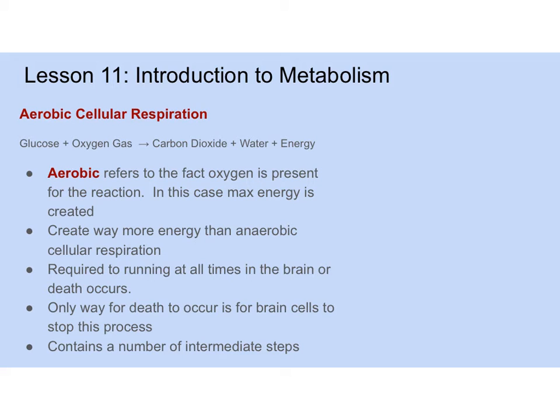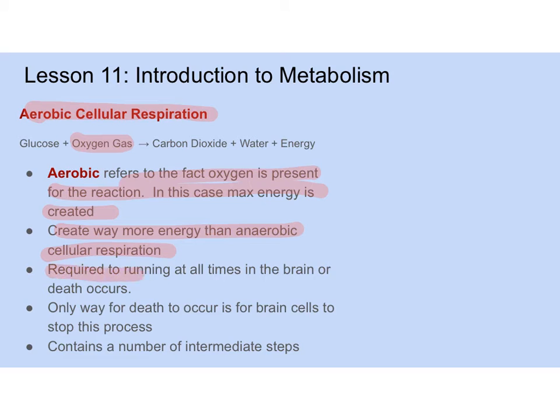So the first thing we're going to go through is aerobic cellular respiration. Aerobic cellular respiration is the good kind. This is the kind that you want to be doing. You're creating maximum amounts of energy. It's the most efficient. It means that you have oxygen gas, so you're breathing in enough oxygen to perform this reaction. So aerobic refers to the fact that oxygen is present for the reaction. Max energy is created. It creates way more energy than anaerobic. You can't even survive on anaerobic, because it doesn't create enough energy. Aerobic produces a ton.